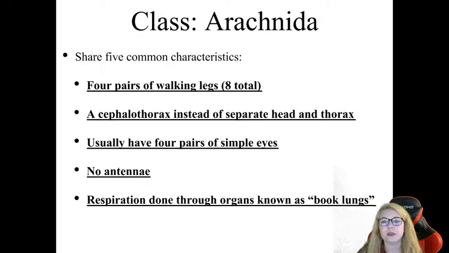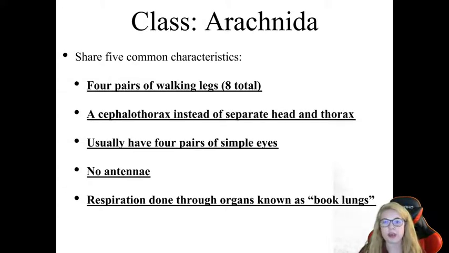All right, so the first of the 5 common characteristics we see among arachnids is that they have 4 pairs of walking legs for a total of 8. They also have a cephalothorax instead of a separate head and thorax. And so we saw that when we looked at the crayfish. And if you have started or already finished perhaps your crayfish dissection assignment from Wednesday, then you know exactly what we're talking about here when we talk about the cephalothorax.